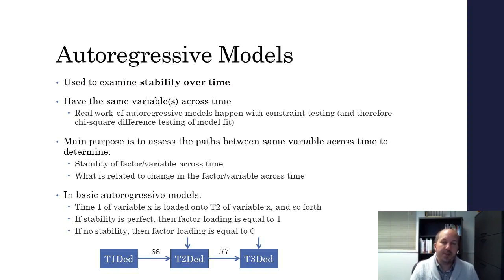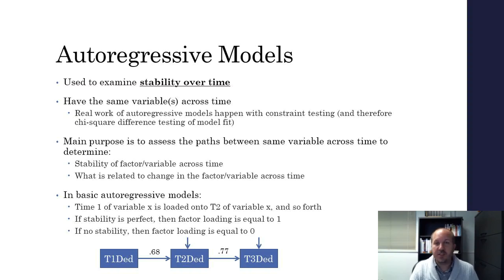If the stability of that factor is perfect, then we would see that the path loading would be 1, because that would mean 1 standard deviation increase in time 1 equals 1 standard deviation increase in time 2. Or 1 unit increase in time 1 is equal to 1 unit increase in time 2. And 0 is having absolutely no stability. Now typically we're never going to be at 1 or 0 because we're in social sciences, but as it gets closer to 1, we're going to see more stability.